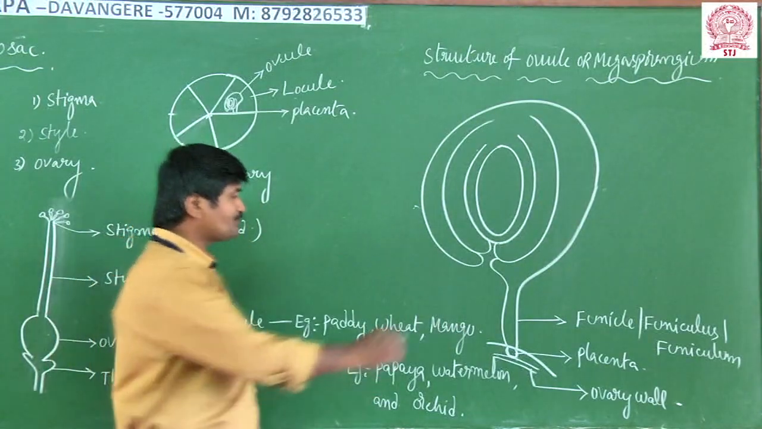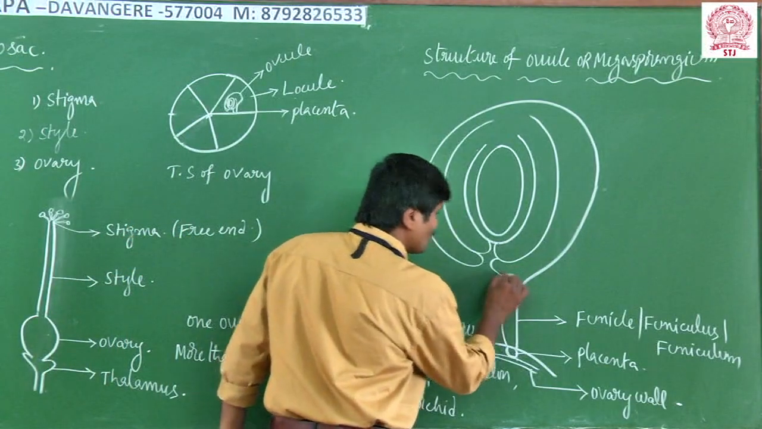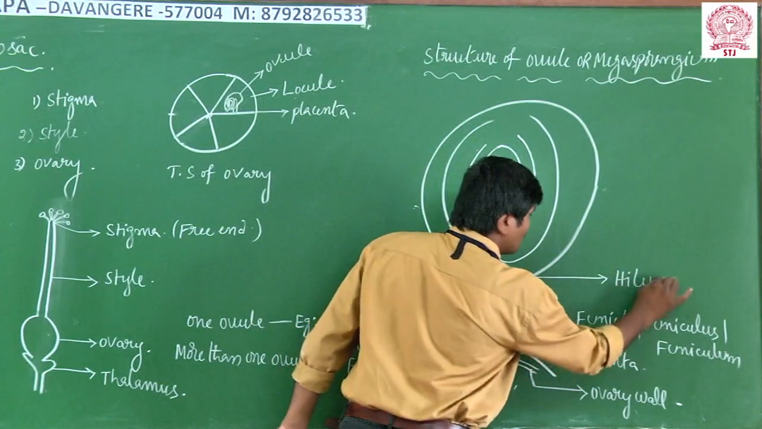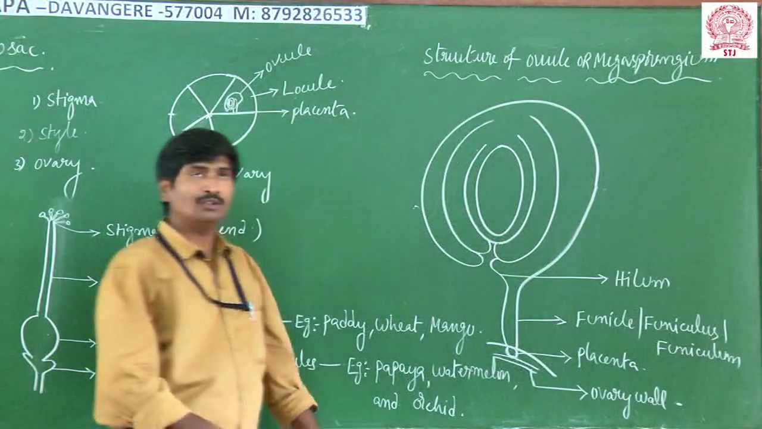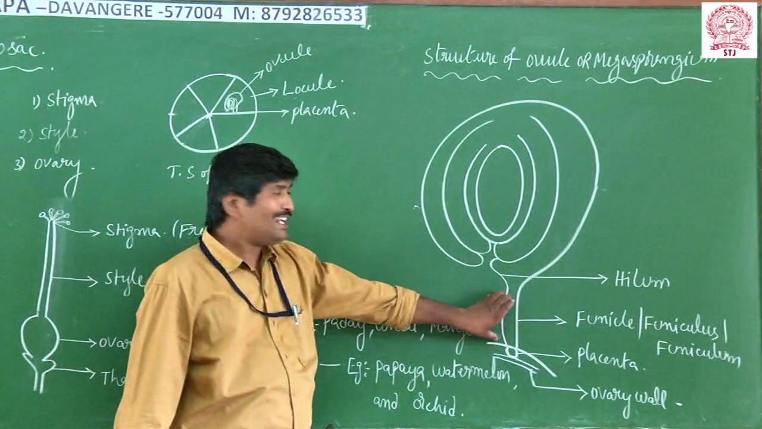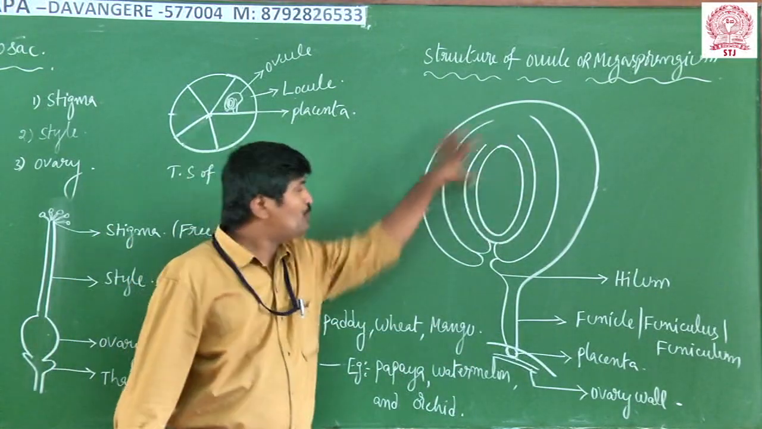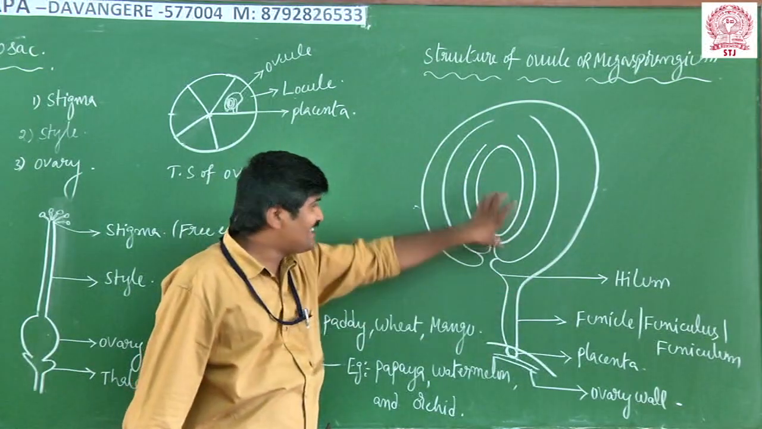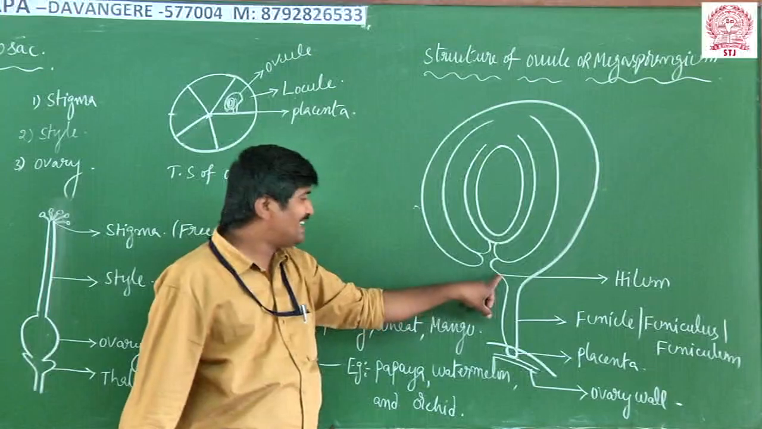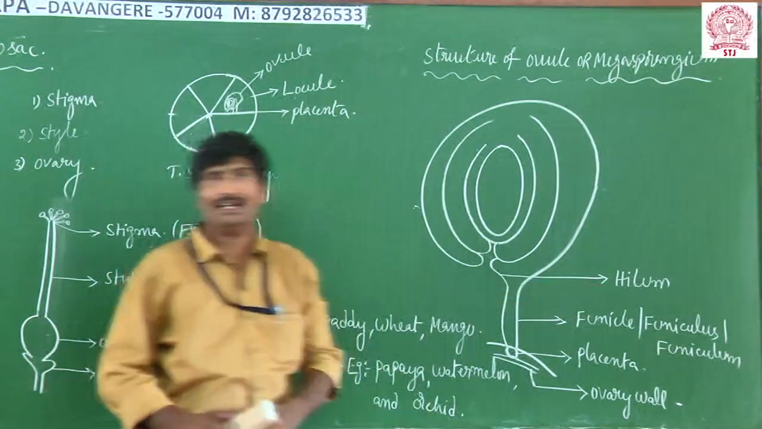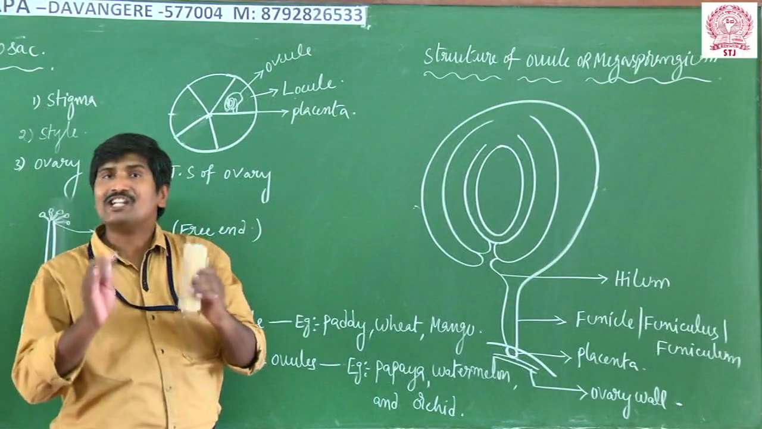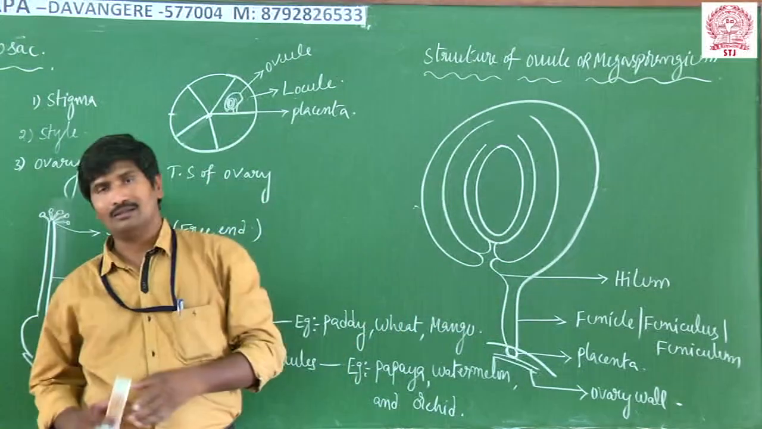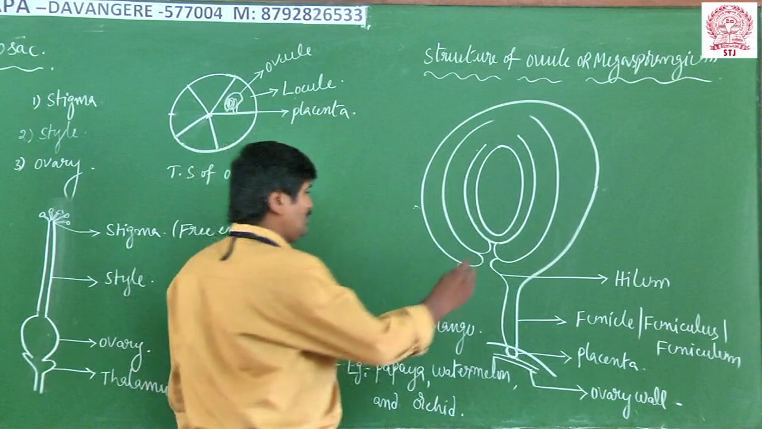Next one, hilum. The funicle is attached to the ovule body. The region where the funicle is attached to the ovule body is known as the hilum. It is the junction between the ovule body and the funicle.